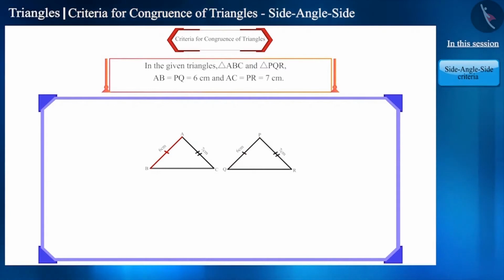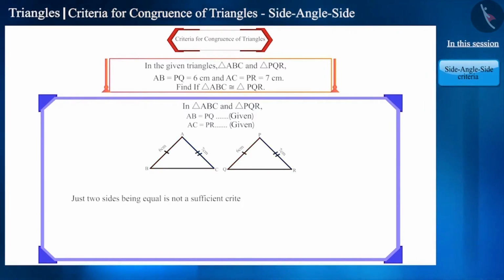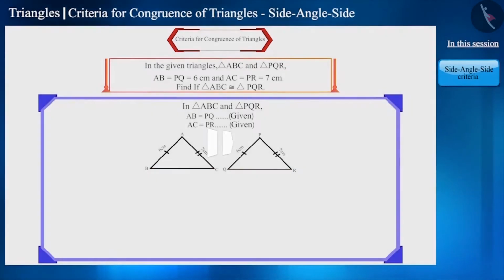So will two triangles be congruent if the two sides of any two triangles are equal? Friends, will the third side also be equal? It may or may not be equal. That is, just two sides being equal is not a sufficient criterion for the congruence of triangles. So friends, can you tell under what circumstances can the third side of these triangles be equal? You can also pause the video for thinking.